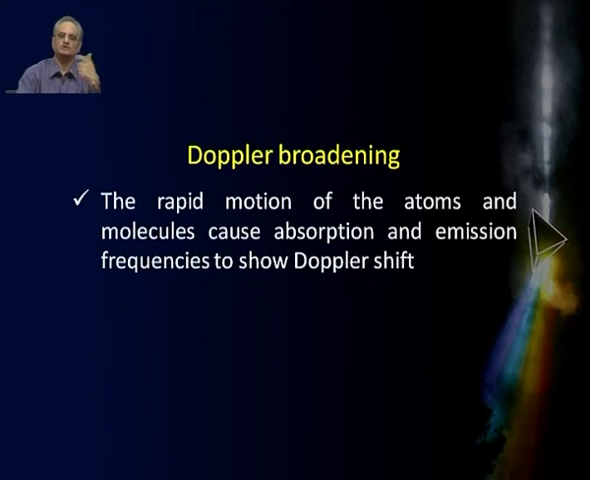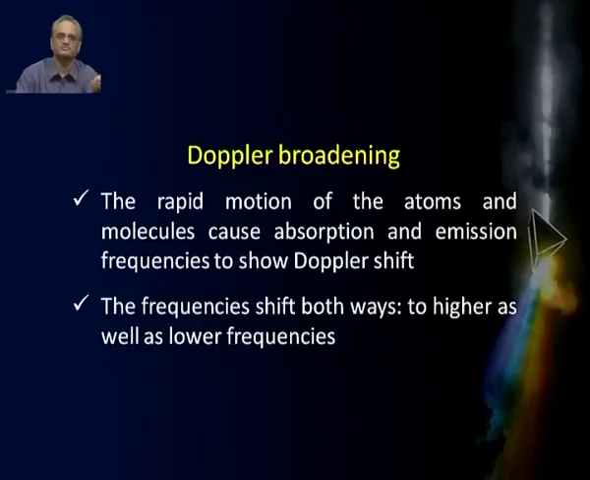As a consequence, the molecule absorbs, in addition to 100 hertz, 99, 97, 98, or maybe 102, 104. So again, some kind of a broadening is coming out. That is what is called Doppler's broadening, which no one can change unless we make the molecules come to rest, which will never happen. So, the frequencies will shift in both ways, to the higher side as well as to the lower side.